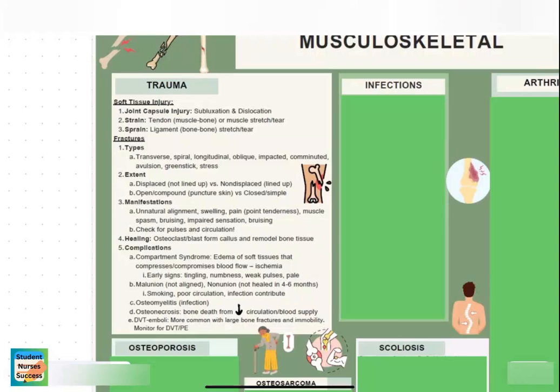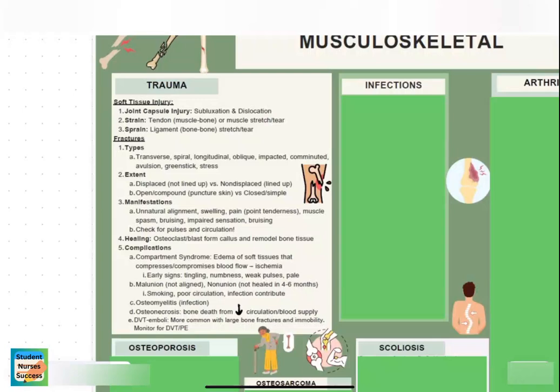Remember, with any joint capsule injuries, we do worry about blood supply being compromised to the area. Now, a strain has to do with tendons or muscles stretching or tearing. Remember, tendons connect muscle to bone, whereas a sprain has to do with a ligament issue, and ligaments connect bone to bone. So you can have a stretch or a tear of the ligament, and that would be a sprain.